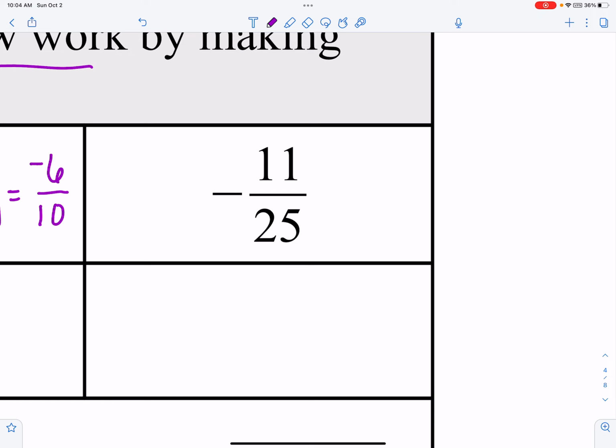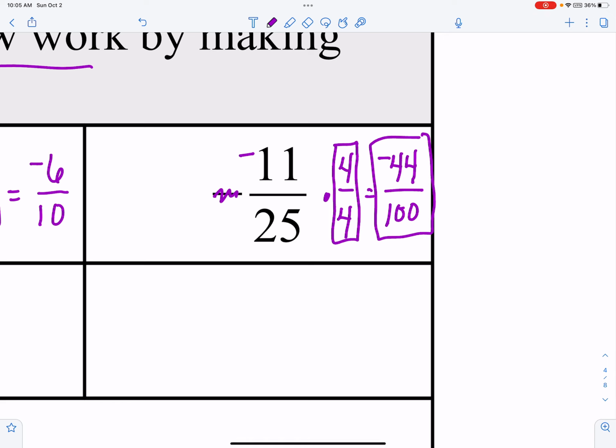So I'm going to go ahead and do that because it's way nicer than doing the long division. I'm going to multiply by 4/4 because I know there's 4 quarters in a dollar. So there's my whole. And so I have -11 times 4. I'm thinking ahead. -11 times 4 is -44, and 25 times 4 is 100. So now if I read it, I have -44 hundredths.